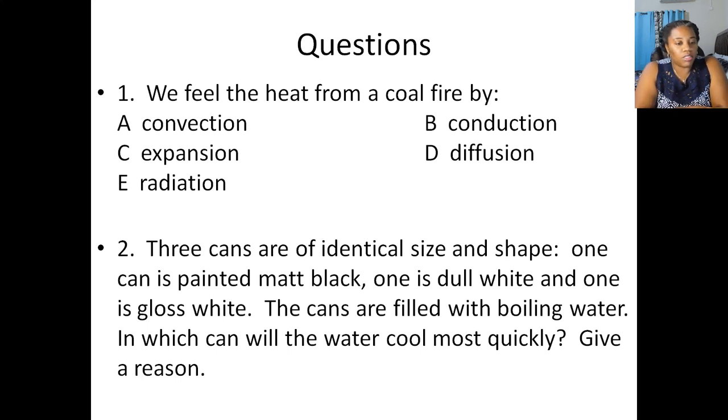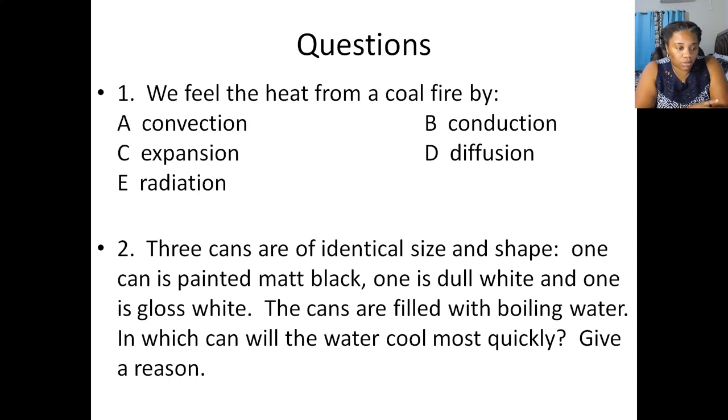Now, three cans of identical size and shape. One can is painted matte black, one is dull white, and one is gloss white. The cans are filled with boiling water. In which can will the water cool most quickly? The gloss white. Because number one, the gloss white will reflect the heat. It's a poor conductor of the heat anyway. And gloss reflects heat away, right?